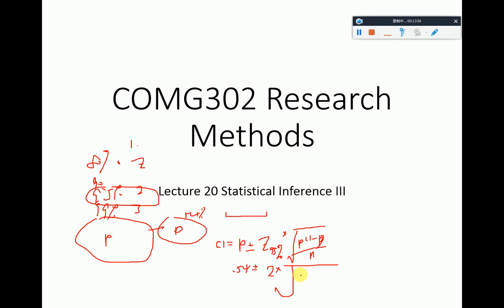P is 0.54 times 1 minus 0.54, divided by sample size. Let's say the sample size is 100, to make things easier. I think 100 will be good. And then we can start to use the calculator to calculate the confidence intervals. So, let's do this together.